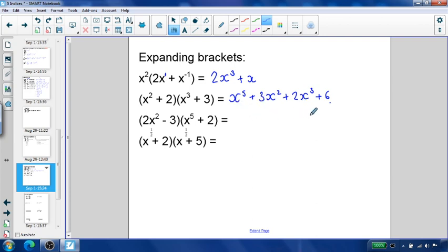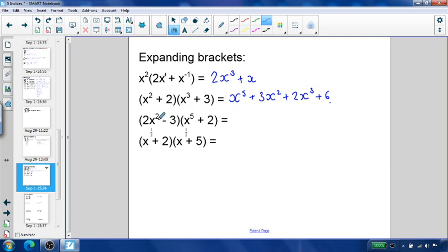The only thing is I could probably move this x cubed in front of the x squared, because you tend to write expressions in decreasing powers of x. But for the purpose of this example and any future examples, it's going to mean the same thing. So I'm going to leave it as it is.